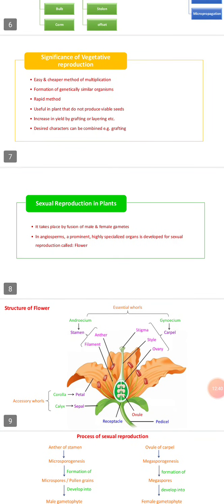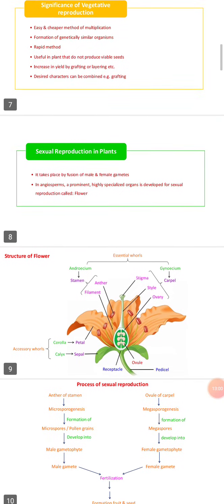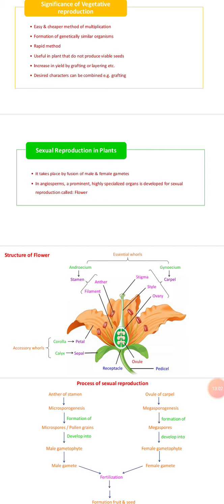It is a quite easy and cheaper method of multiplication. It forms genetically similar organisms, because it is a type of asexual reproduction, that is why there is no fusion of gametes. Next, it is said to be a rapid method. If you want to get yield as early as possible, then this is the easiest method to get yield as early as possible.